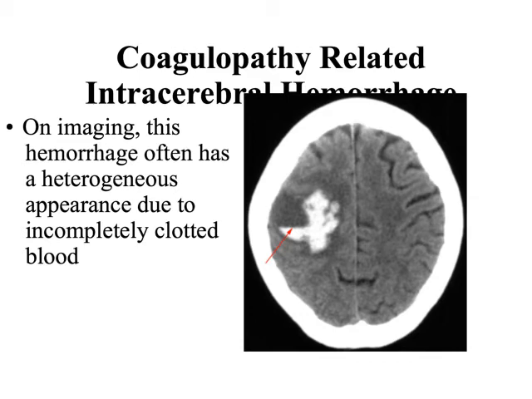Next, coagulopathy related to intracerebral hemorrhage. On imaging, this is going to have a heterogeneous appearance due to incompletely clotted blood. So we see this nice demarcation line here between the part that is forming a clot and the part that is not clotting. So this is probably an area of active bleed, and then over here we have that hyperdense area.